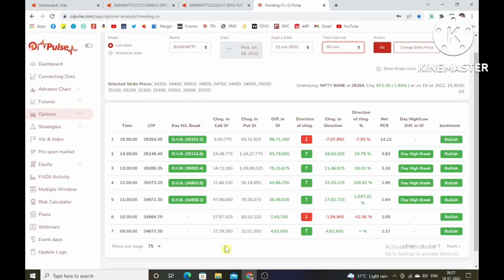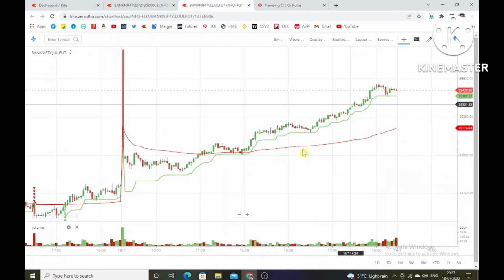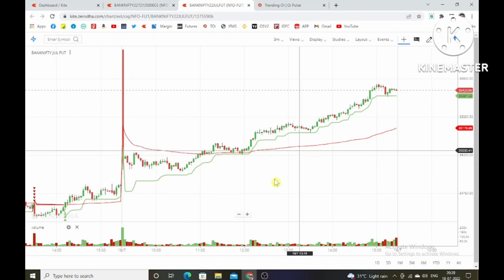Here look at the data. In the morning, the change in put OI is 32 lakhs, but at 2:30, look at the data, it is almost 1 crore. So put sellers are actively selling puts throughout the day today, thinking that the market will rise more and more. And what happens, the market has risen more and more today.